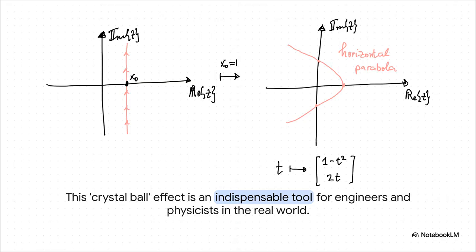And this isn't just some cool math puzzle. This is the secret weapon for engineers and physicists. This crystal ball property lets them solve ridiculously hard problems involving things like airflow over a wing or the flow of electricity by transforming a messy, real-world shape into a simple one where they already know the answers.